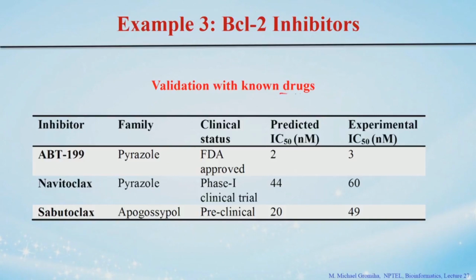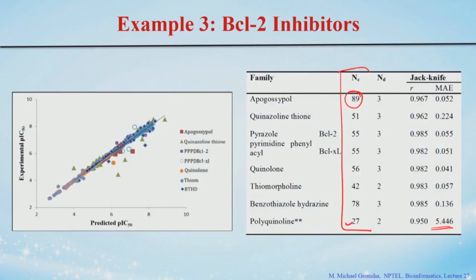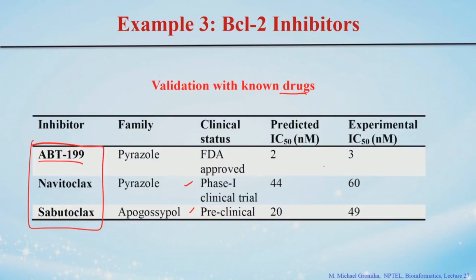We did this with some known drugs. These are some of the FDA approved drugs, one approved drug ABT 199, and compounds in phase 1 clinical trial and preclinical trial, from different families, the pyrosol family or the apocalypal family and so on. These are the different inhibitors. With these compounds we can get the necessary properties and use this equation to predict the IC50 values. This is the predicted IC50 value, and this is the experimental IC50 value.